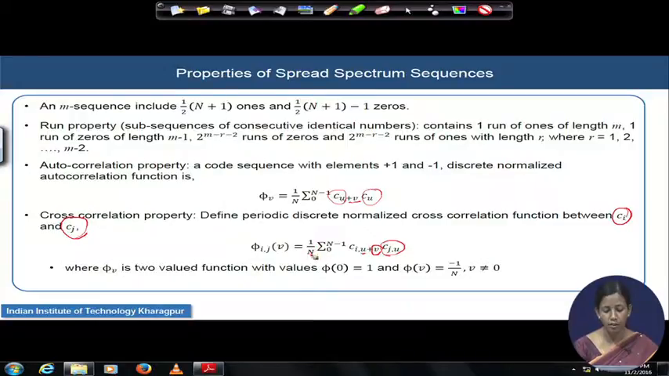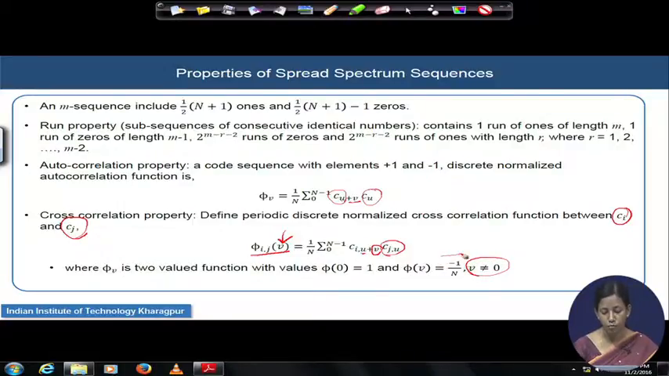If it is averaged over capital N, then this is the cross correlation of the ith sequence with the jth sequence for a delay of nu. And if we find that this correlation is a two valued function with phi 0 equal to 1, then the value will be 1 with the delay 0, and for delay nu it will always be minus 1 by N, when the delay is not equal to 0.